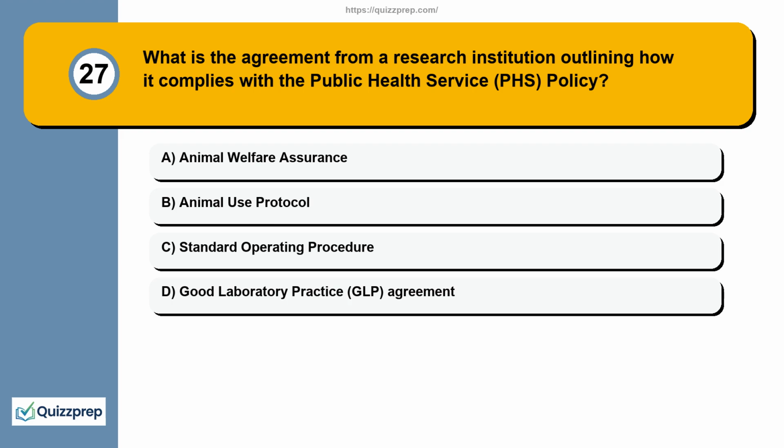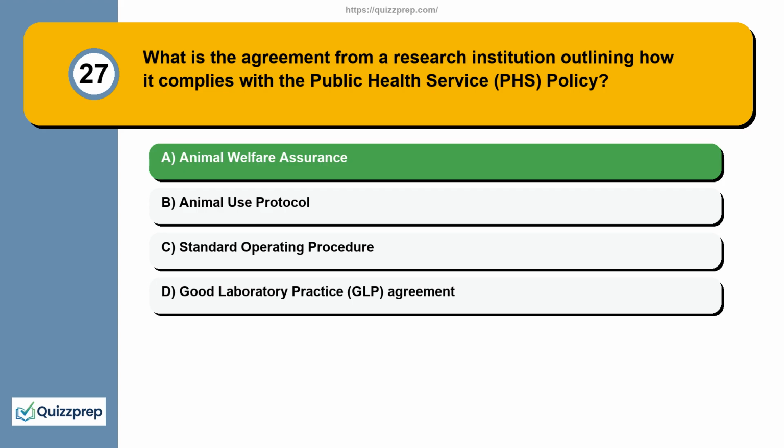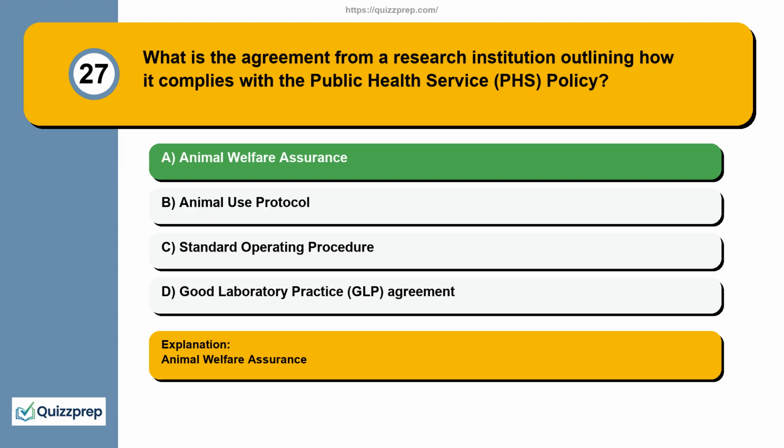Question 27. What is the agreement from a research institution outlining how it complies with the Public Health Service, PHS, policy? Option A. Animal Welfare Assurance. Option B. Animal Use Protocol. Option C. Standard Operating Procedure. Option D. Good Laboratory Practice, GLP, agreement. The correct answer is option A. Animal Welfare Assurance.